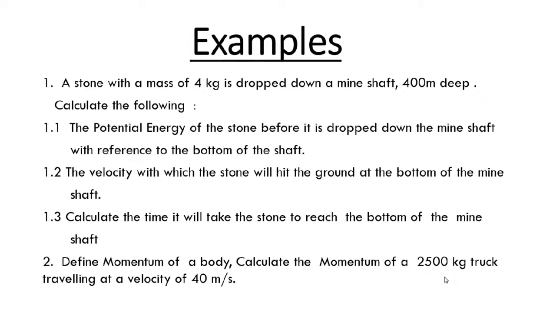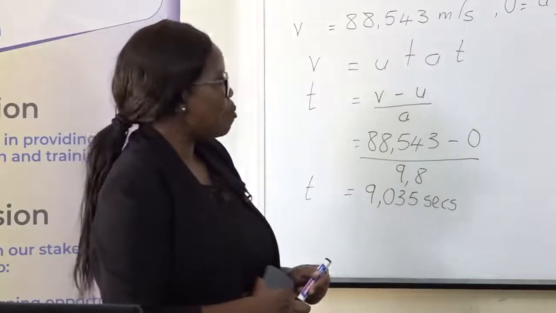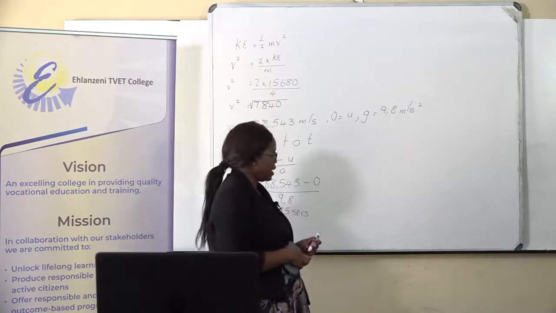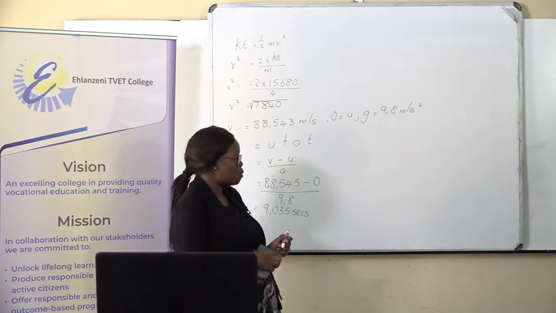Then the last question that we're going to look at is momentum. Define momentum of a body, and calculate the momentum of a 2,500 kilogram truck traveling at a velocity of 40 meters per second. Momentum is a product of mass and velocity. How do we calculate momentum? We said that momentum is represented by P, and P is equal to mass times velocity.